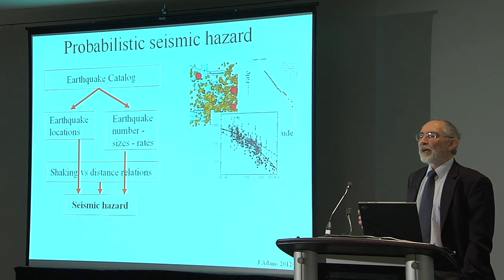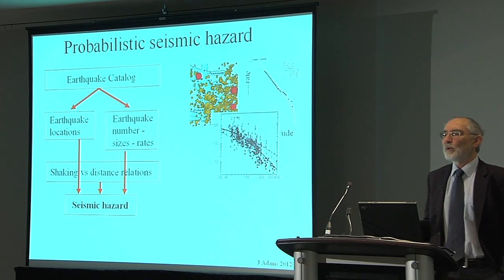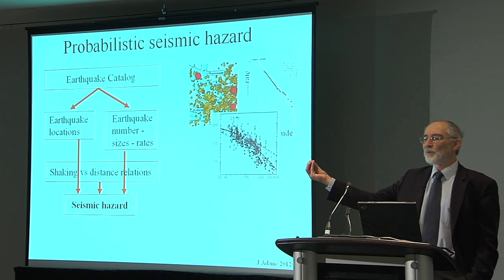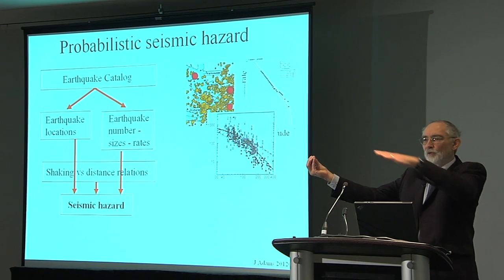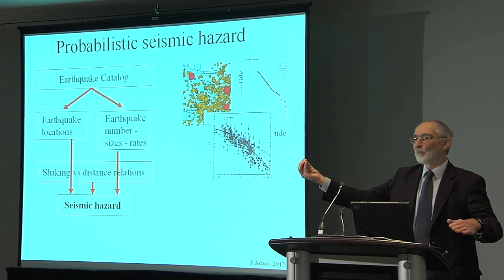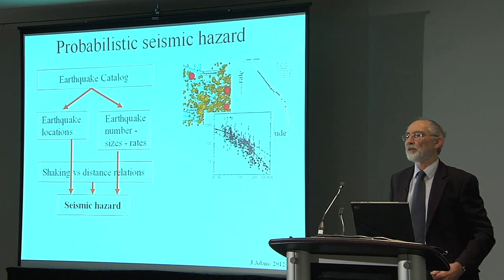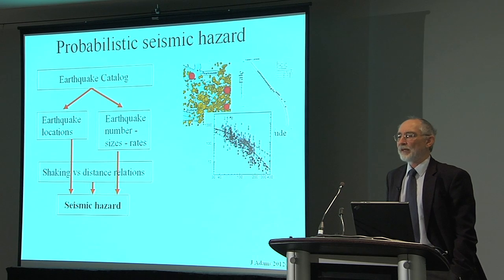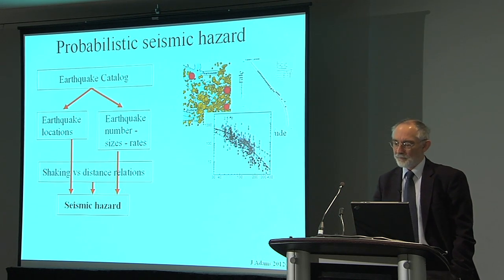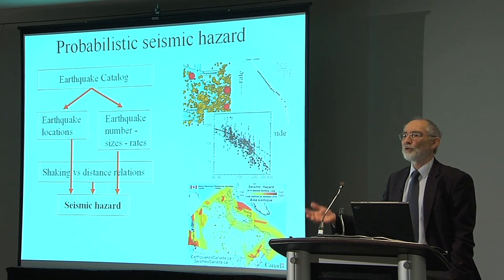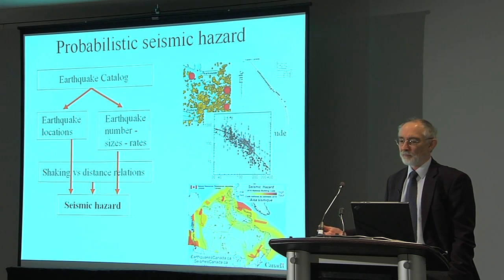We need a ground motion prediction equation that says that if the earthquake happens here with this size, then the ground motion has died away with distance at a certain rate. And that's an expertise that Gail Atkinson has and we'll talk about next. And then finally, we do an integration of this to come up with a seismic hazard map.